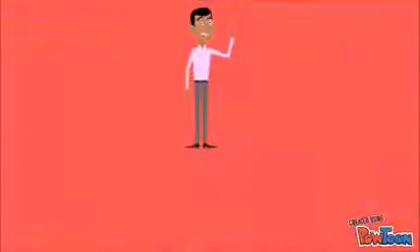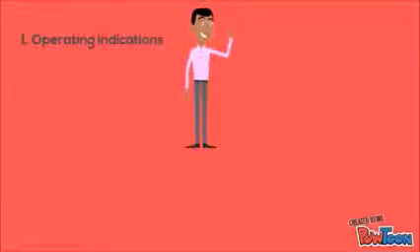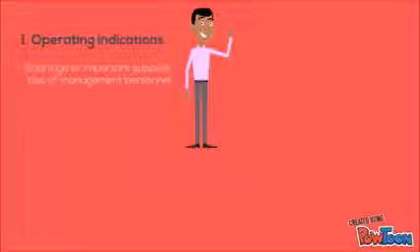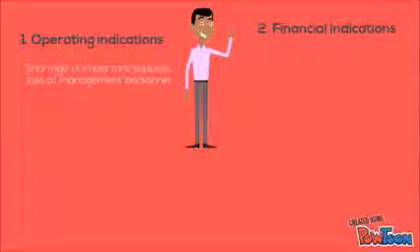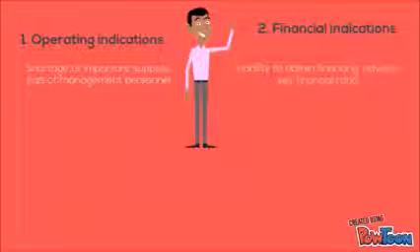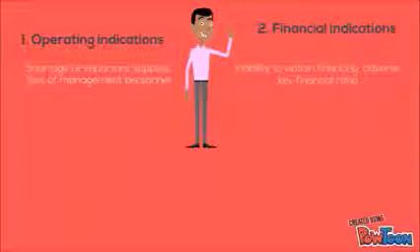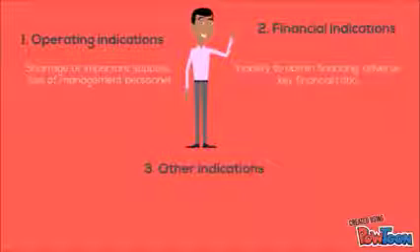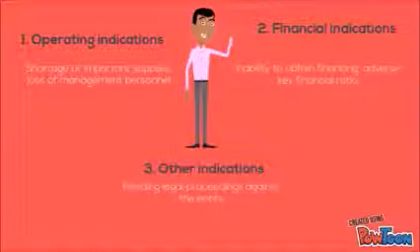Next, there are several indications that the auditor needs to be alert for regarding going concern problems. First, operating indications, for example, shortage of important supplies and loss of management personnel. Second, financial indications, for example, inability to obtain financing and adverse key financial ratios. And third, other indications, for example, pending legal proceedings against the entity.